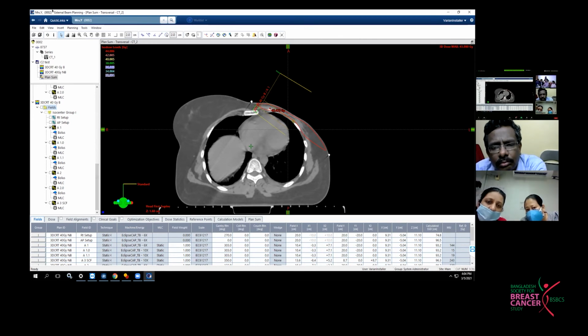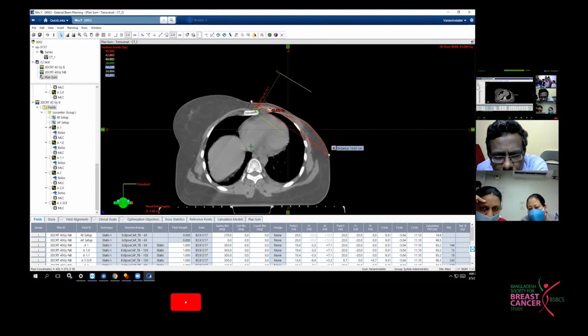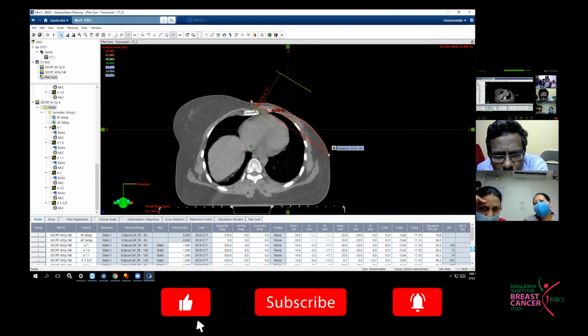Yeah, so this is not a full half beam block. That is what I'm trying to understand. I mean, this is partial, not a full half beam block, because your X1 is open. I mean, it should be 0. So any particular reason for this? No particular reason for this. Usually we do many plans with half beam for chest wall as well as the supraclav.